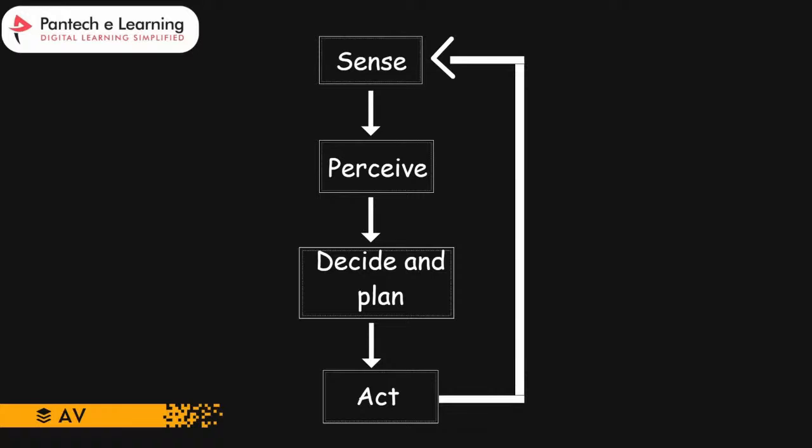Finally, act. The vehicle takes action based on the planned trajectory. This could involve controlling the steering, acceleration and braking systems to navigate the road safely according to the decision made by the system. So this is all about the simple block diagram. First we sense, then perceive, decide and plan, and at last we act. So this is the block diagram.